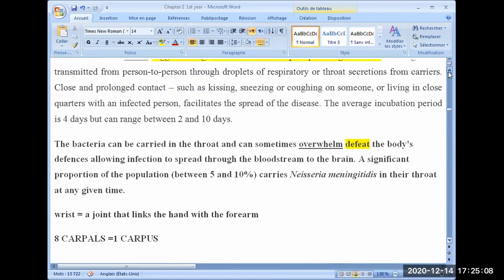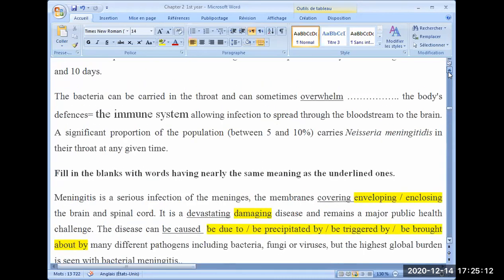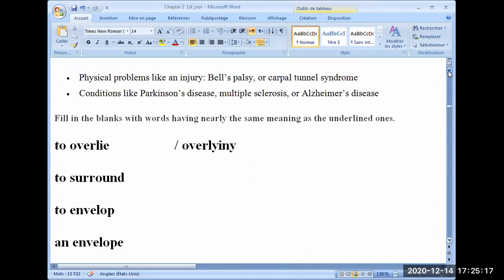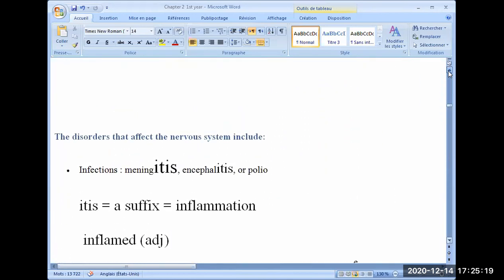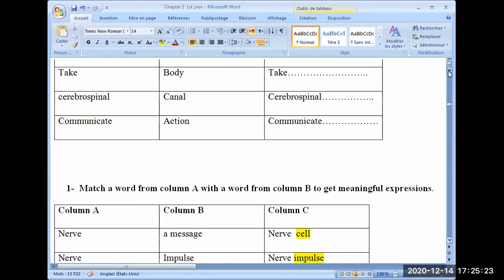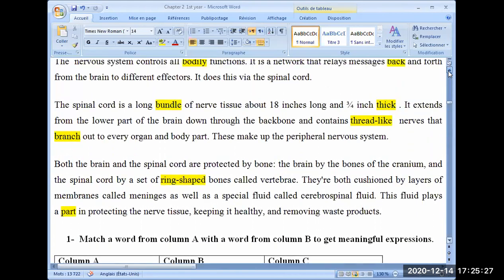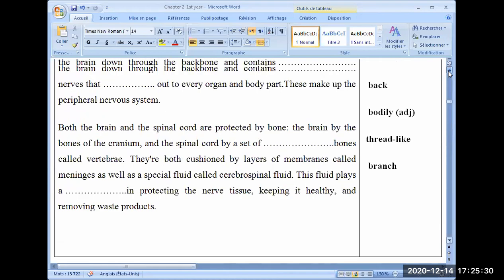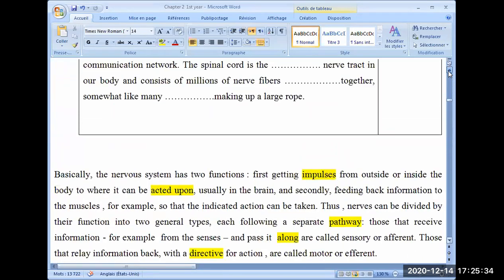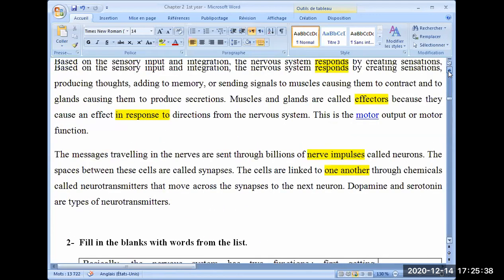Just to remind you that tomorrow you have a lesson about the cardiovascular system. I wrote here at the beginning, just to remind you. It will be from 4 p.m. to 6, so don't forget. Tomorrow we will meet from 4 to 6.